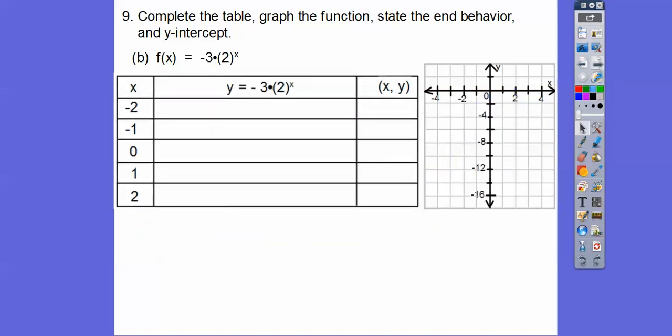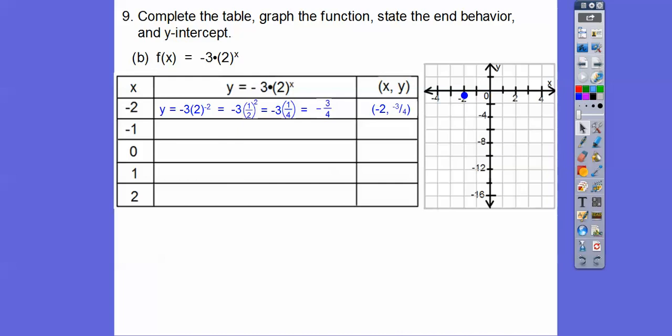So negative 3 times 2 to the x. Okay, so we're going to plug in these x values here again. I'm going to plug in x equals negative 2, negative 1, 0, 1, and 2 right here. Okay, remember, a number to a negative exponent, we flip it, and it becomes a positive exponent. So 3 times 1 half squared is 1/4. So negative 3 times 1/4 is negative 3/4.